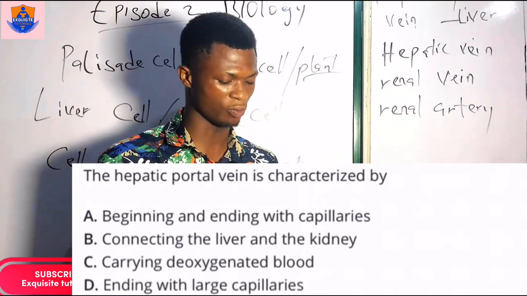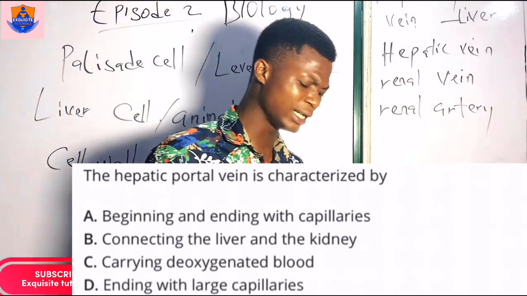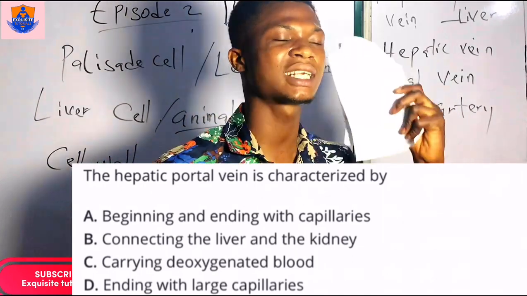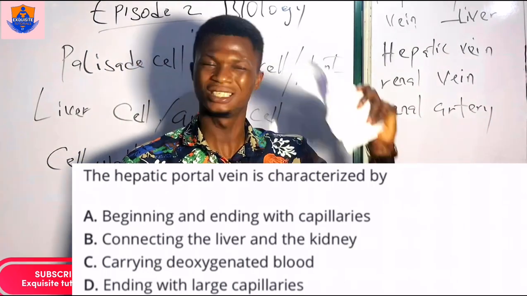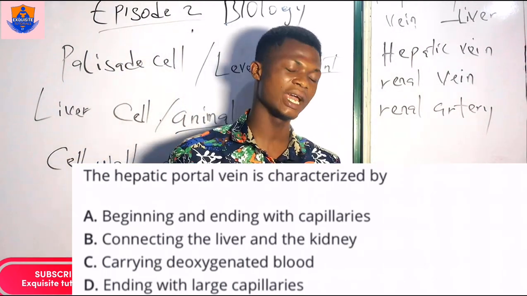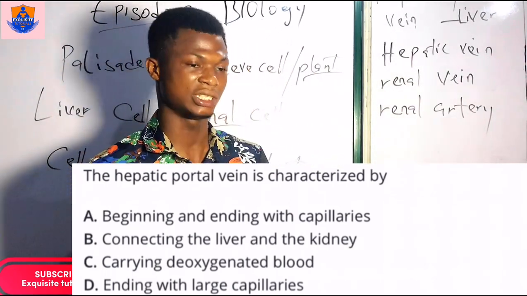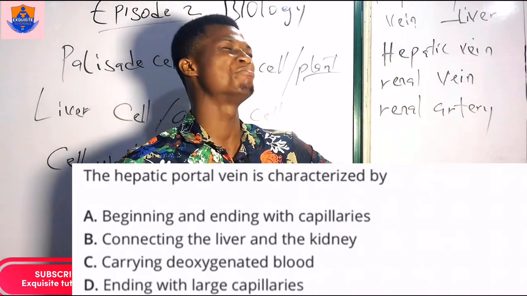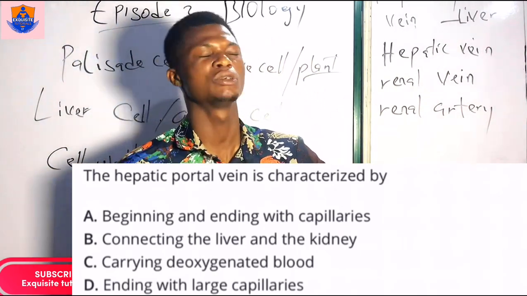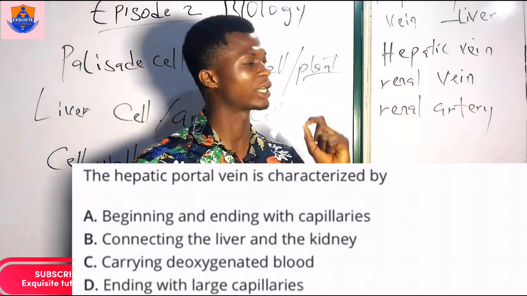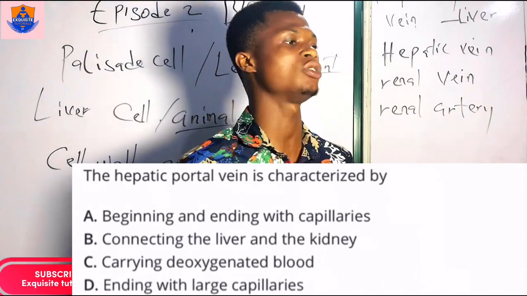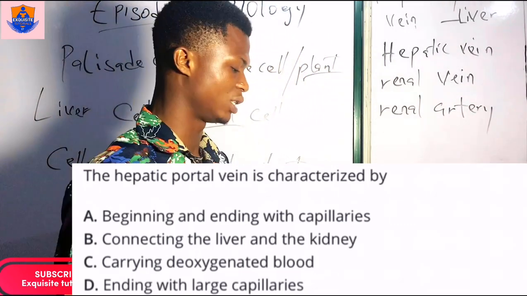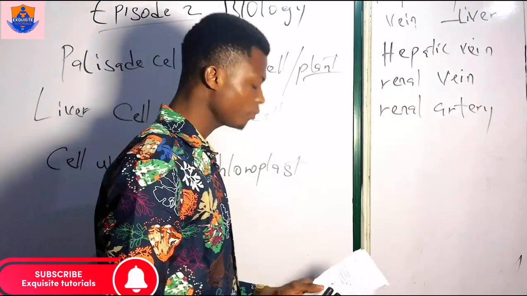Now the next option was carrying deoxygenated blood. It doesn't carry deoxygenated blood. It carries oxygenated blood that is filled with nutrients. This one says ending with large capillaries. See, it ends with capillaries, but it begins and ends with capillaries. So make sure you are careful when answering biological questions, because you might be putting yourself in trouble if you are not careful. Now let's take the next question.